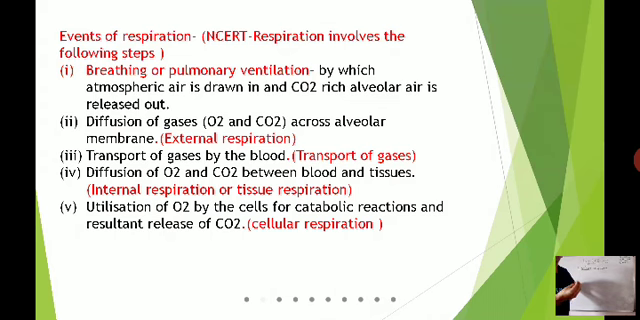Now, at the level of tissues, the O2 from the blood will enter into the tissues and the CO2 from the tissues will enter into the blood. That is known as the diffusion of O2 and CO2 between blood and tissues. This is known as the internal respiration, or the tissue respiration.